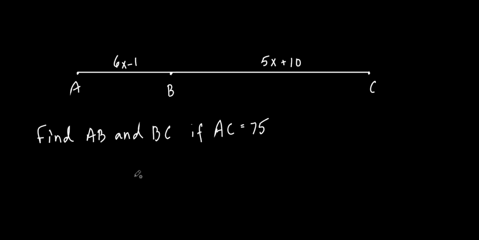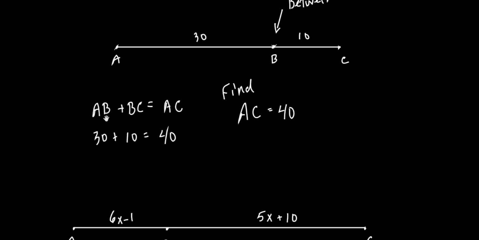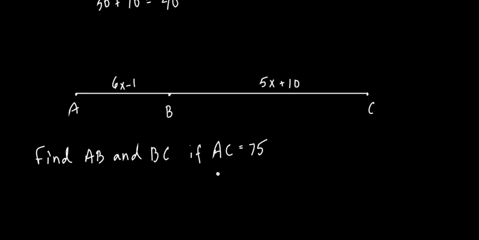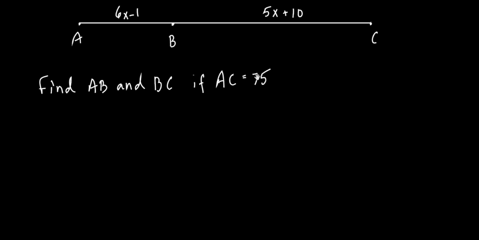All right, so let's figure out what we're going to do. Well, what do AB and BC do? Look, what did they do right there? AB and BC added up to be AC. Well, we know AC. So what can we say? We can say that AB plus BC equals 75. Now that alone doesn't help, but I kind of know what AB is equal to, don't I? Problem is, I don't know what x is, but I know what AB is. What is AB? You got it, 6x minus 1.